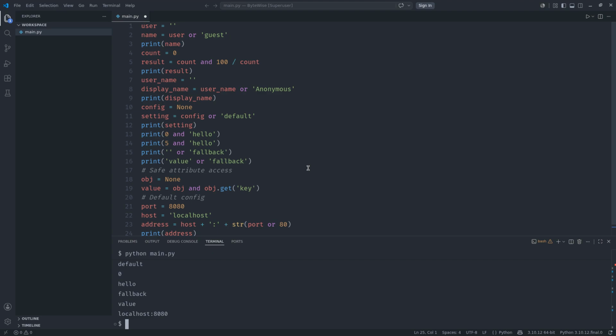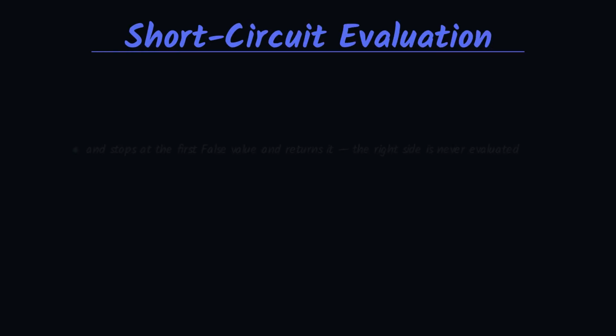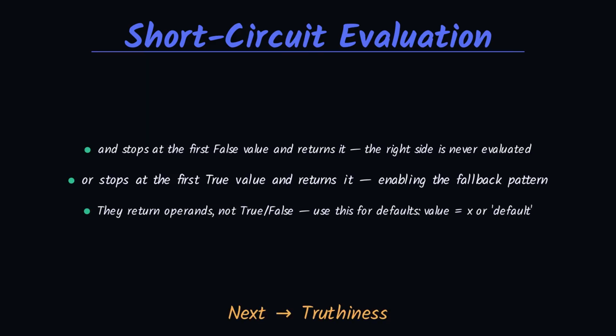These patterns are everywhere in professional Python code once you know to look for them. Short circuit is not just an optimization. It is a feature you can design with: name or anonymous, count and total divided by count, obj and obj.method. These are patterns that appear in real Python every day. Next up is truthiness, where we make the falsy and truthy rules completely explicit.